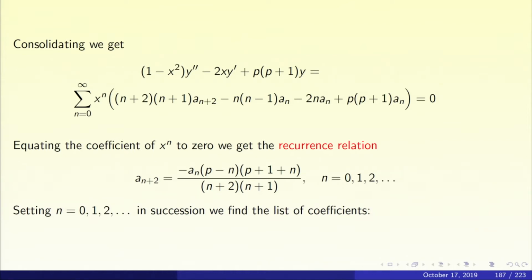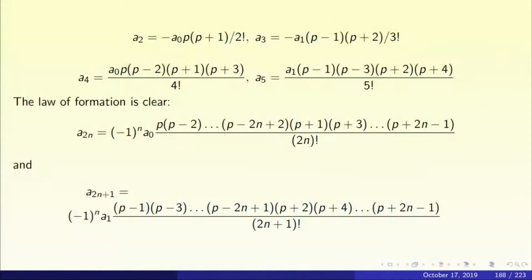So let us set n equal to 0, 1, 2, 3 in succession, and let us find what we get. Suppose I put n equal to 0, then we get minus a0 into (p plus 1) upon 2 factorial. So a2 equal to minus a0 into (p plus 1) upon 2 factorial. Put n equal to 1, you get a3. a3 will be minus a1 into (p minus 1) into (p plus 2) upon 3 factorial. Put n equal to 2.